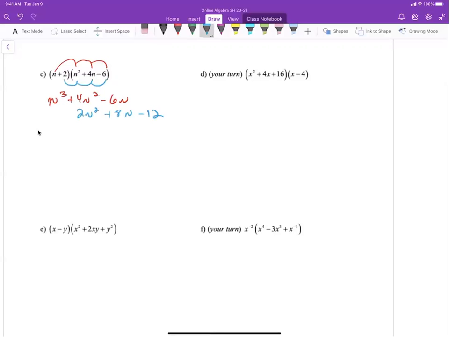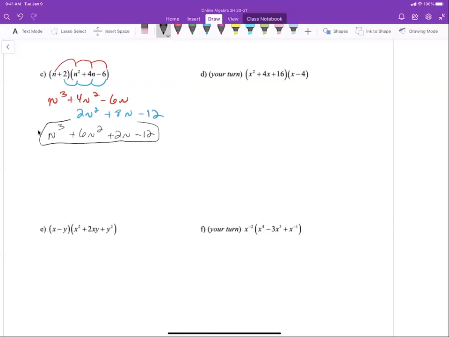Notice how I've organized it in a way that I can quickly add my like terms. So if I look at them, I have now n cubed plus 6n squared. Negative 6 plus 8 gives me a positive 2n minus 12, and that is the answer.